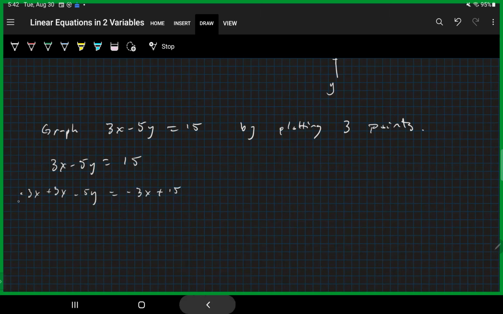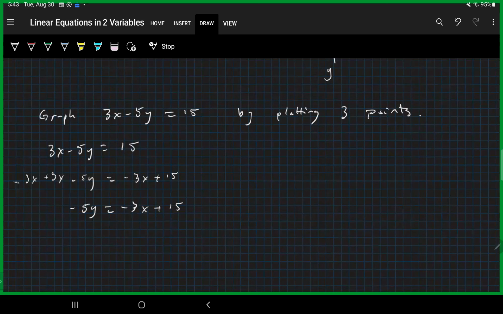And that means I can stick it wherever I want because addition commutes. So negative 3x and 3x cancels out. I get a negative 5y and negative 3x plus 15. That negative sign stays there, even though the 3x's cancel out.